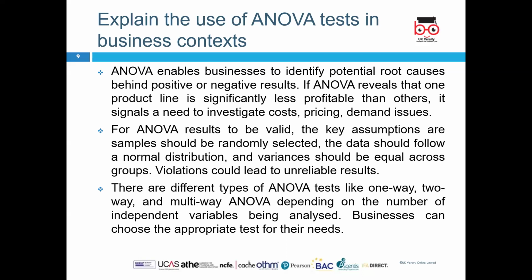For ANOVA results to be valid, the key assumptions are that samples should be randomly selected, the data should follow a normal distribution, and the variances should be equal across groups. Violations could lead to unreliable results. There are different types of ANOVA tests like one-way ANOVA, two-way ANOVA, and multi-way ANOVA. It depends on the number of independent variables being analyzed. Businesses can accordingly choose the appropriate test for their needs.